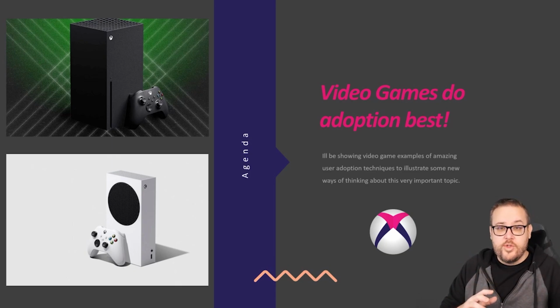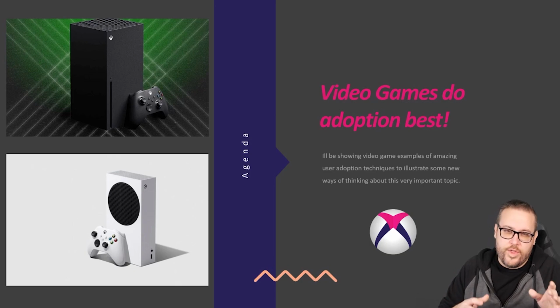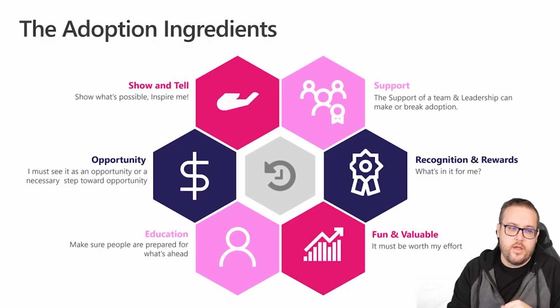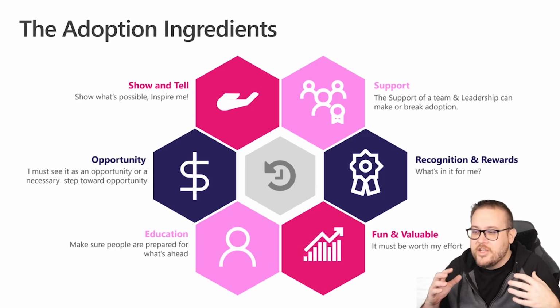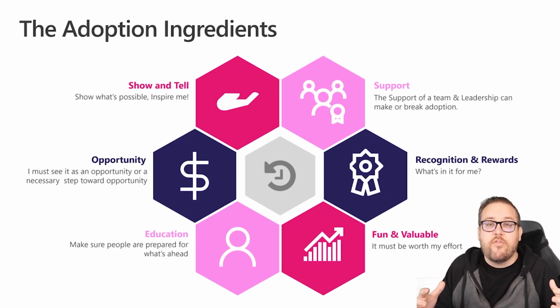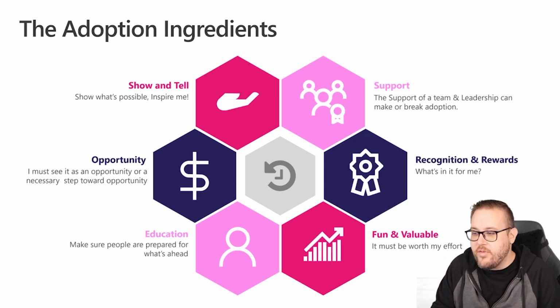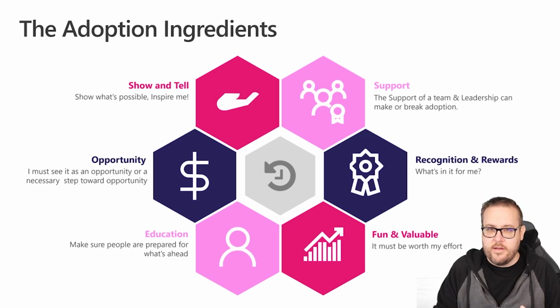And so how I'm going to do that is I'll walk through the ingredients with you, and then I'll be showing video game examples of great user adoption techniques that fit within those ingredients, okay? And so the ingredients are as follows. The first one is show and tell, because I need to see what's possible. I need to be inspired. I need to have a reason to get involved with something new that might be foreign to me, that I might not be good at, right?